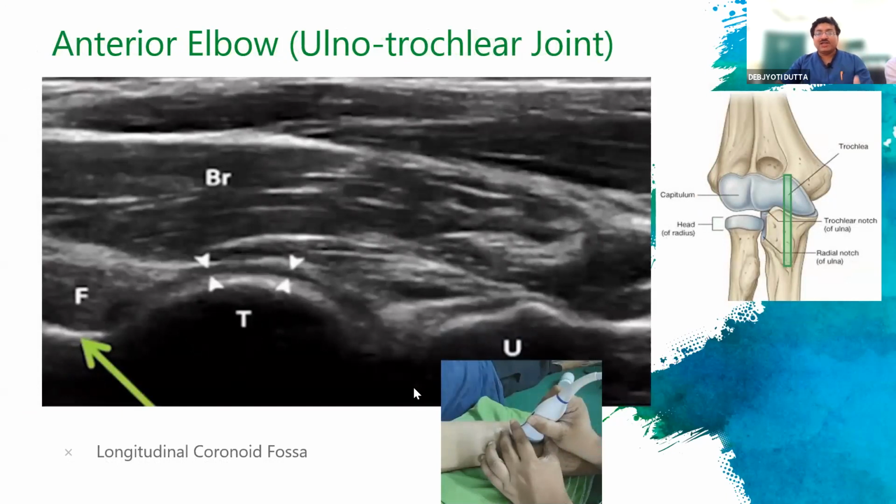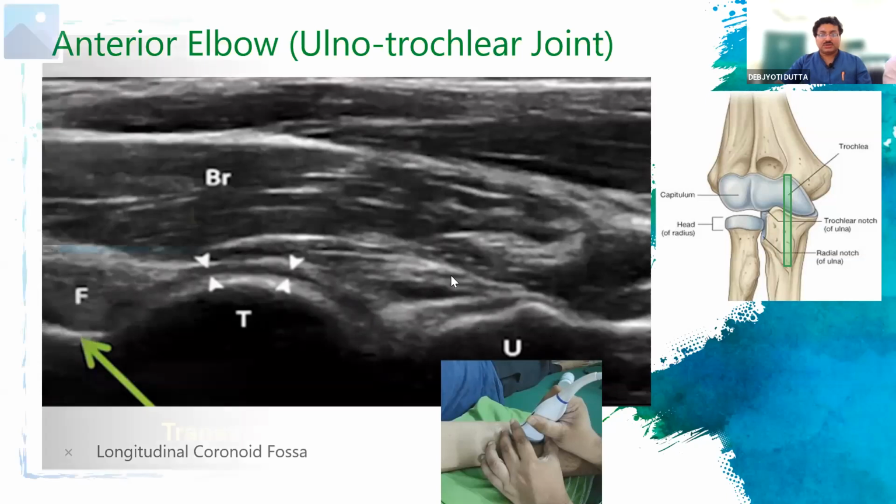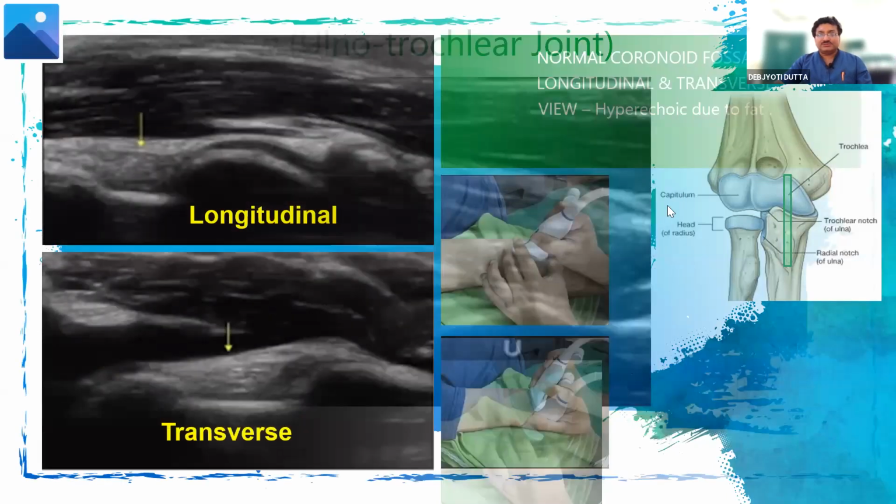Similarly, if we move our probe towards the medial side, we'll be able to see the coronoid fossa. So here again, we need to check for calcification. If calcification is there, we need to see some hyperechoic structures, then fluid around it, if there is fluid associated with the calcification. And here we'll be able to see the coronoid process of the ulna, and this is the trochlea.